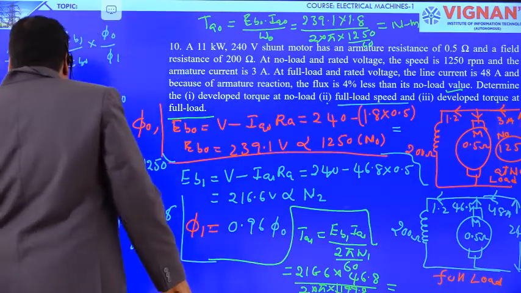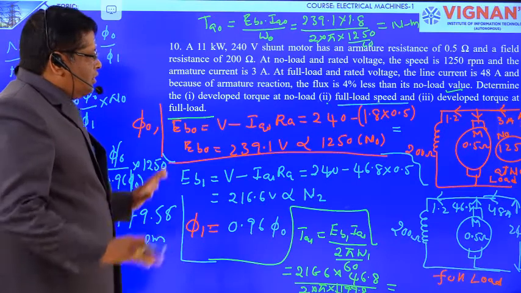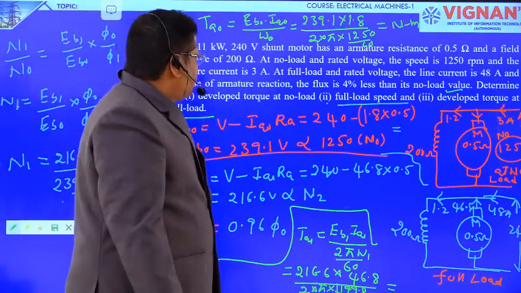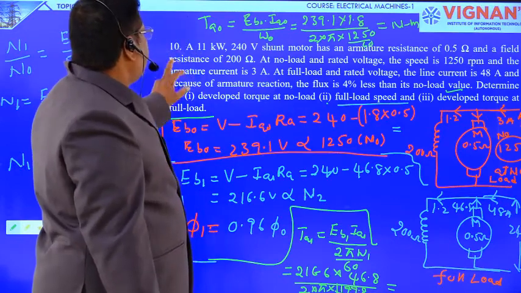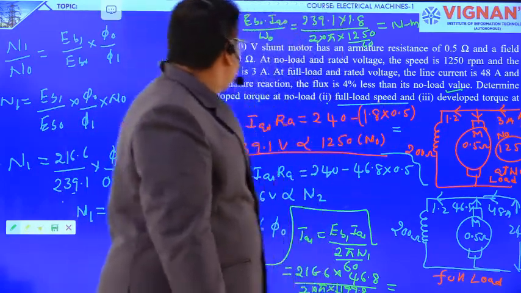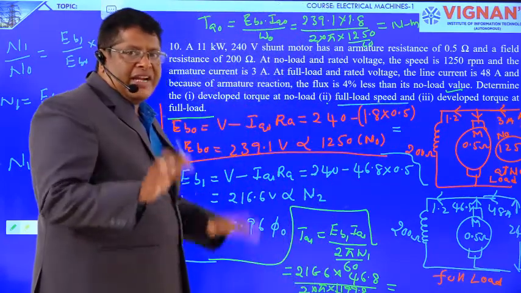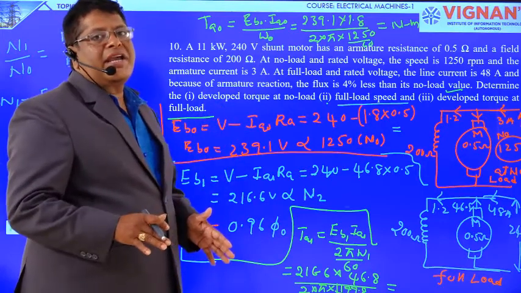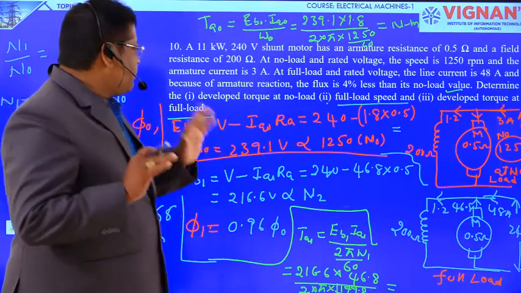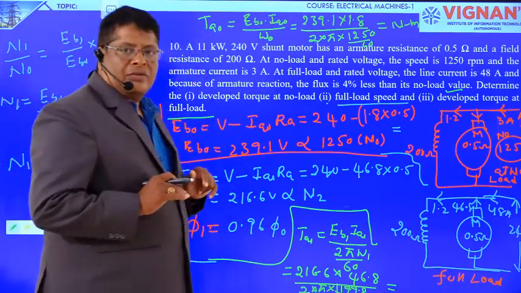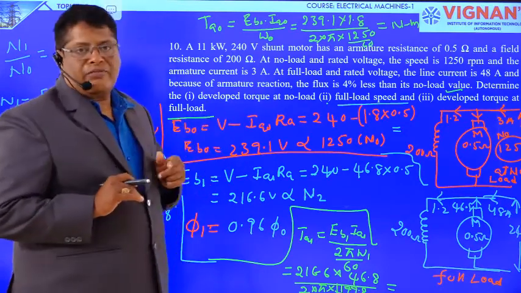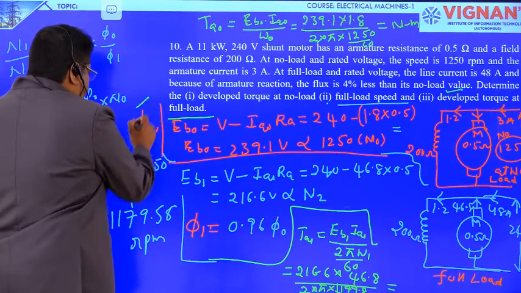Let me summarize this problem. This is a very, very important model problem. It is given that an 11 kilowatt 240 volt shunt motor has an armature resistance of 0.5 ohm and a field resistance of 200 ohm. The no load current taken by the motor and the speed of the motor are given. From that data we calculate EB naught. At no load we have taken the flux per pole as phi naught, the no load flux.